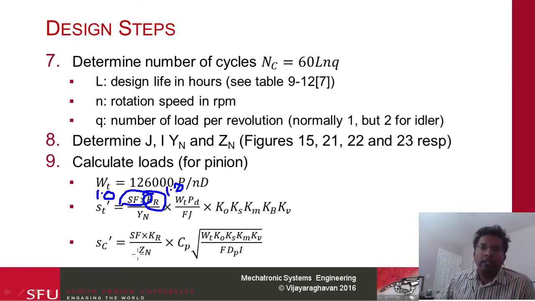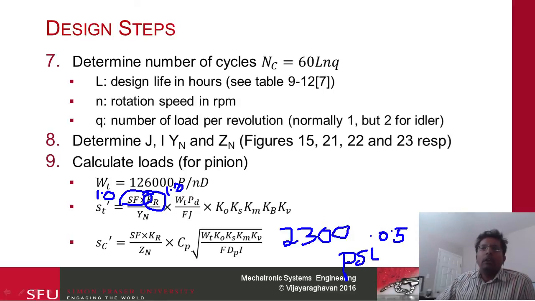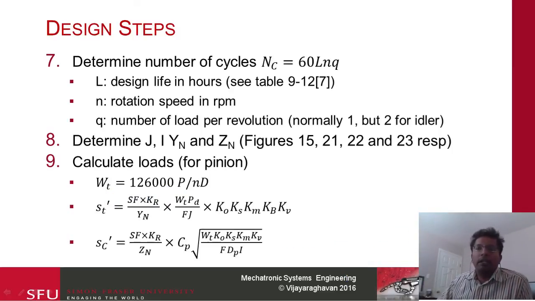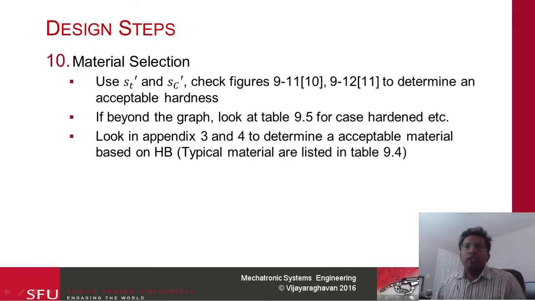And then we also calculate SC prime, similarly using a different formula. Cp is the elastic modulus, or rather the effective modulus, and for steel with steel you use 2300. The unit is psi to the 1/2. Once you have this, you can calculate all of the loads, and then once you have the loads, you can calculate the material that you would select. The material selection is kind of straightforward.